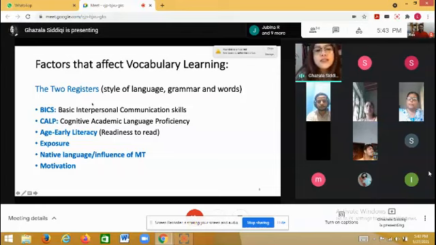Now, this is important because in the classroom, the teacher has to deal with this BICS, and even at home, basic interpersonal communication skills are enhanced because children are also communicating with their family members. Then age is also an important factor. Some children learn things very easily from a very early age. Some children take some time. So this is where early literacy comes in, the readiness to read. And this is where the role of the parents is very important.